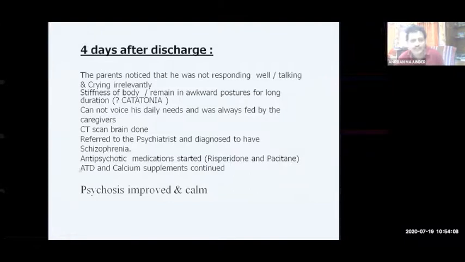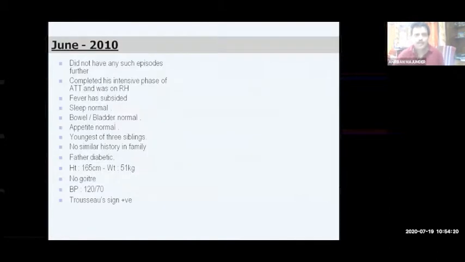risperidone and paroxetine. Anti-tubercular drug and calcium supplement were continued, the psychosis improved, and the patient became calm, but why this patient had hypocalcemia was not evaluated. Now in June 2010, he was referred. He did not have any such episodes, and had completed his intensive phase of anti-tubercular drug and was now on rifampicin and INH. Fever subsided, he slept normally, everything was normal, but he had Trousseau sign positive.